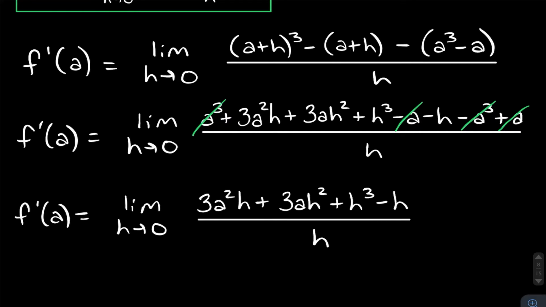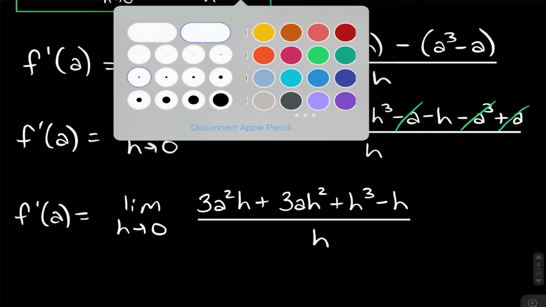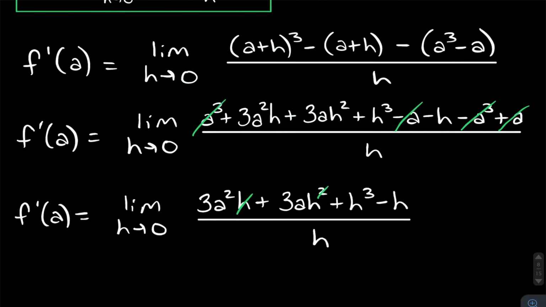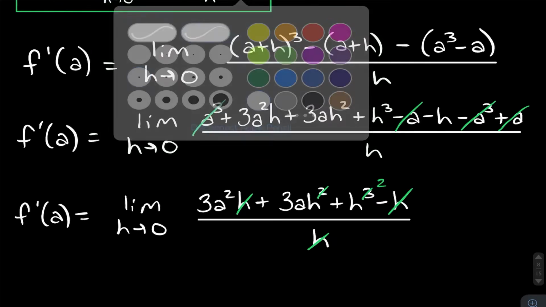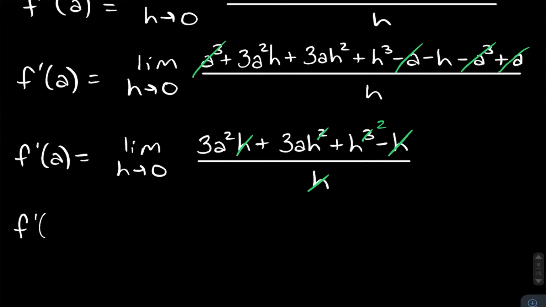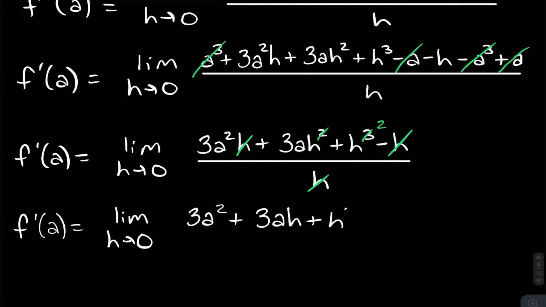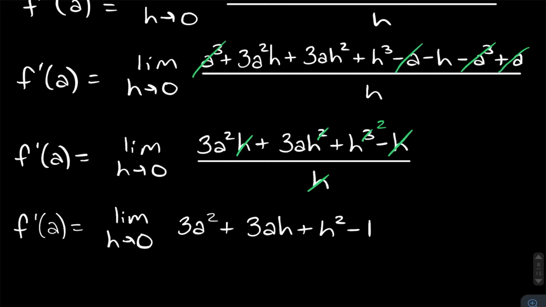Notice here that the h's cancel off. We have an h canceling off here, here, here. This becomes a 2. That goes away. That goes away. And now we've canceled out that h in the denominator, so now we're freed up to plug in that 0 for h. But look at the aftermath. After we've canceled out all those h's, what we have left is 3a squared plus 3ah plus h squared minus 1. And this is how pretty much any polynomial limit definition of a derivative problem is going to go.